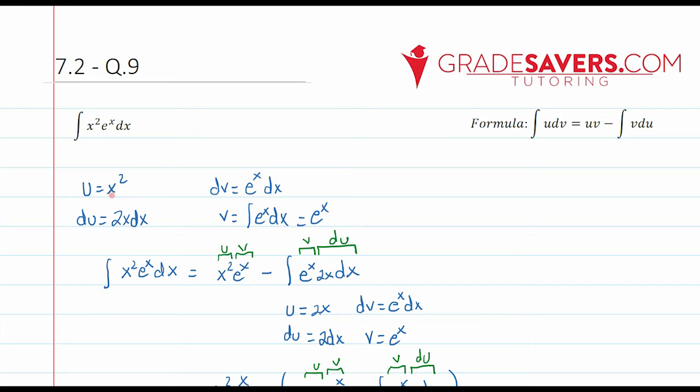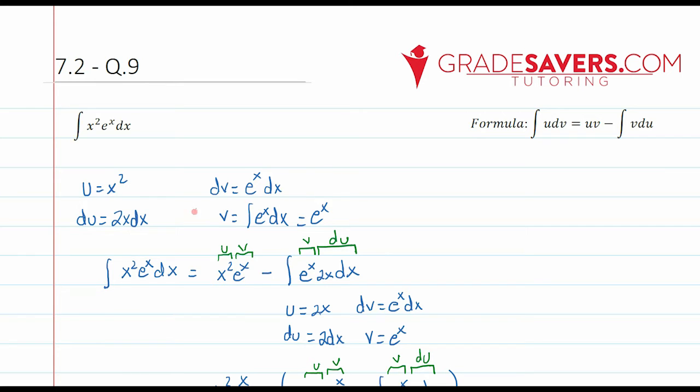U is equal to x squared in our case, and dv is equal to everything else that remains after we get rid of this x squared, which is simply e to the x dx. This means that du is equal to the derivative of u, so that's 2x, and we slap on a dx, and v is equal to the integral of dv, which is simply e to the x.